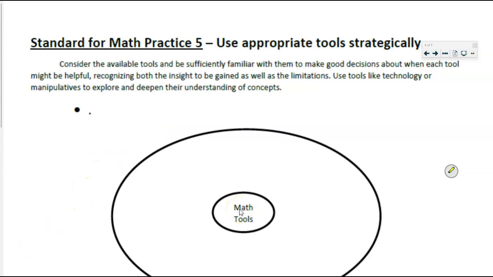Math Practice 5 is use appropriate tools strategically. Now, I usually will talk about this math practice when I remind you that maybe you're not using your tool appropriately. And so I think that is a related part of the behaviors of class, but I want to talk about what it means to use appropriate tools strategically.